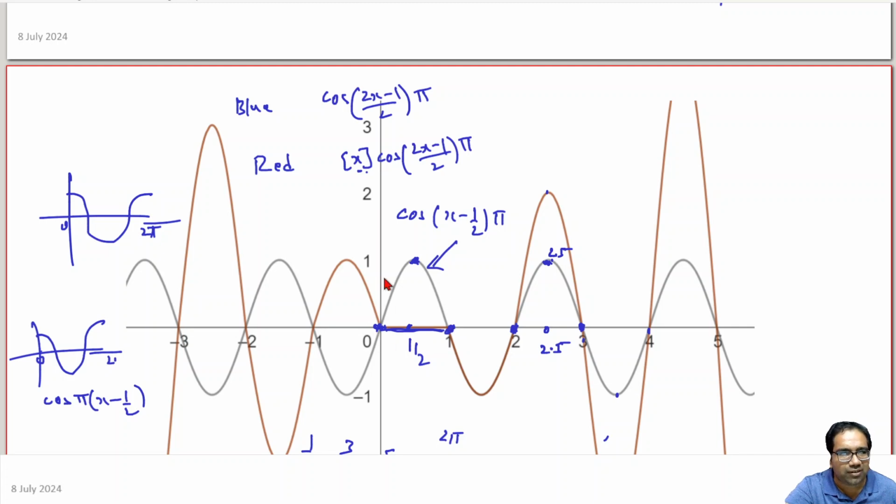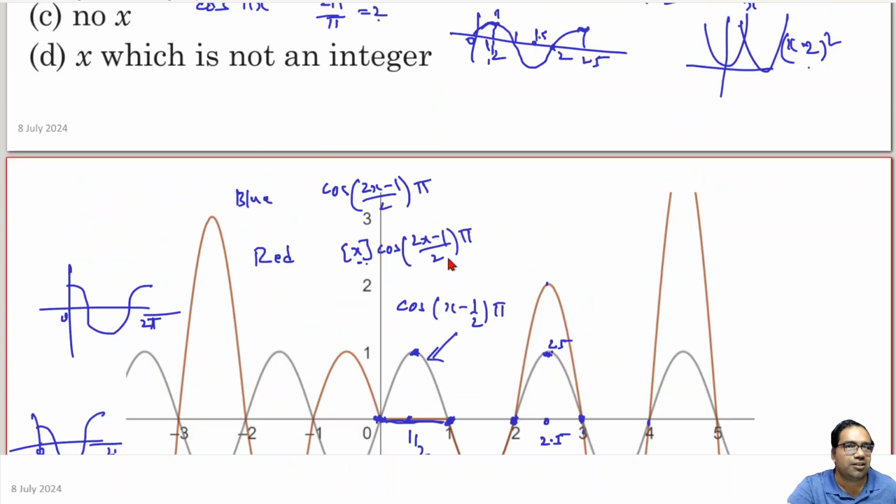But here, this graph is constructed in such a way that at integers, the values are actually 0. So, any product of this, because between any two integers you are making a wave like this, and we are multiplying with 2 times, 10 times, it doesn't matter, still it has to end at 0. So, you are maintaining that continuity.